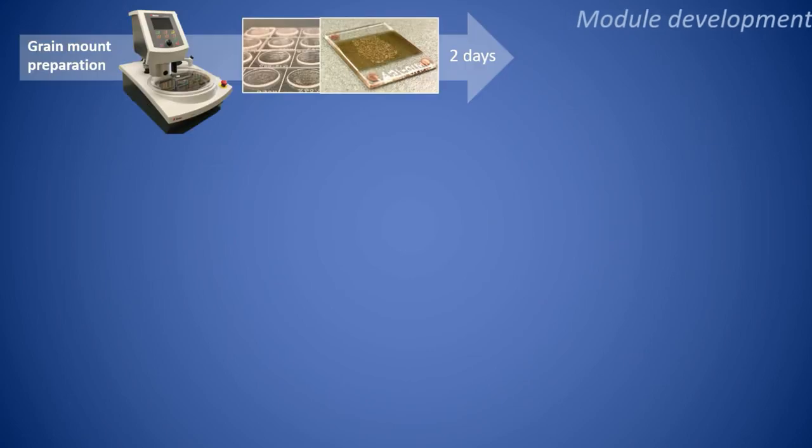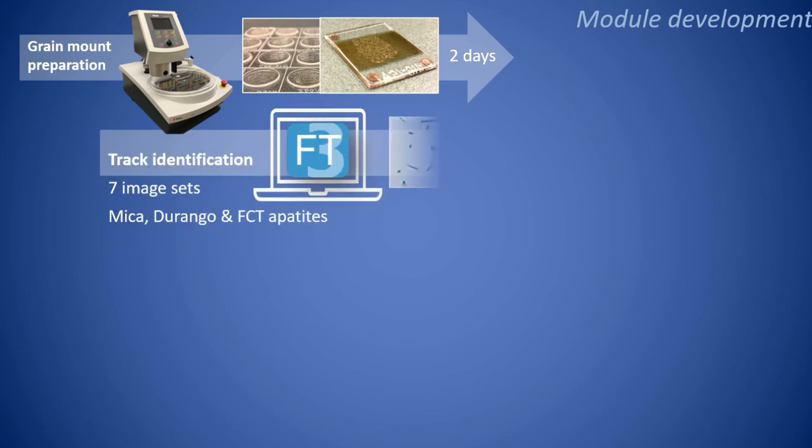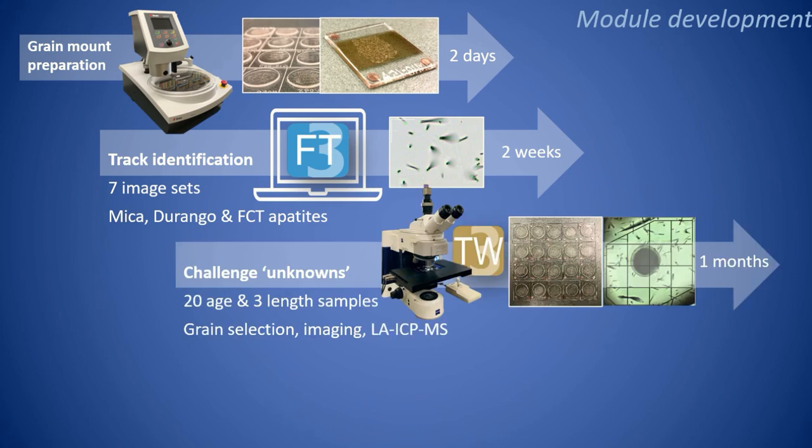Originally, the lab-based training for students and scholars who can physically make the trip started from grain mount preparation for Durango apatite. The trainee is then asked to count 7 sets of pre-imaged mica, Durango, and the fission track counted apatite using FastTracks. In this step, they will practice grain selection, track identification, and track counting. The next and core exercise is to challenge 20 unknown samples and the 3 California irradiated lens mounts, capturing images of selected grains and the lens using TrackWorks, and then carry out laser ICP-MS analysis afterwards.